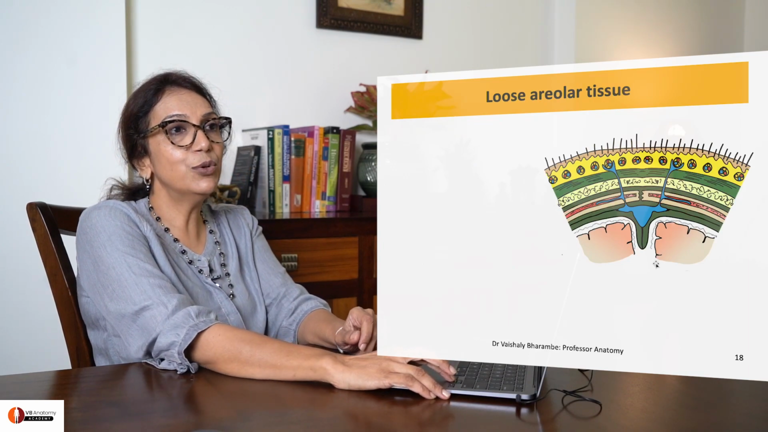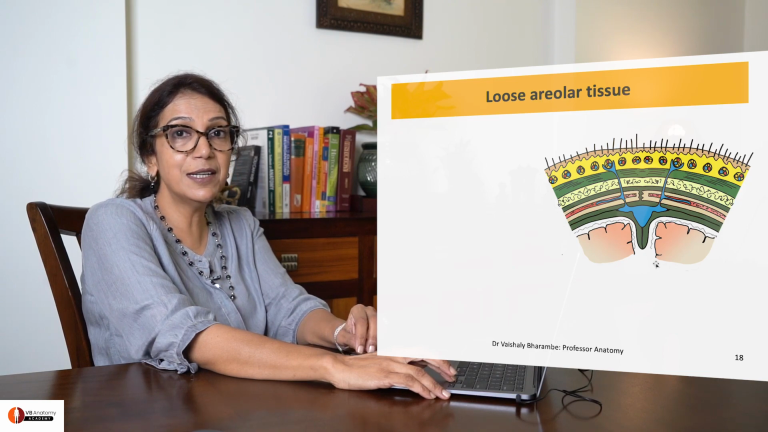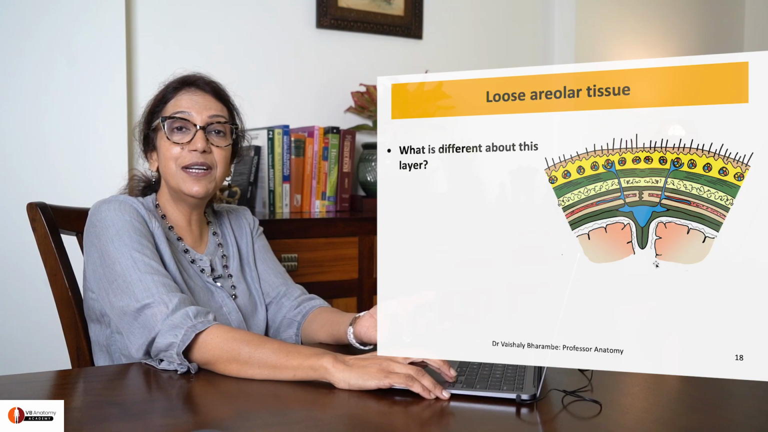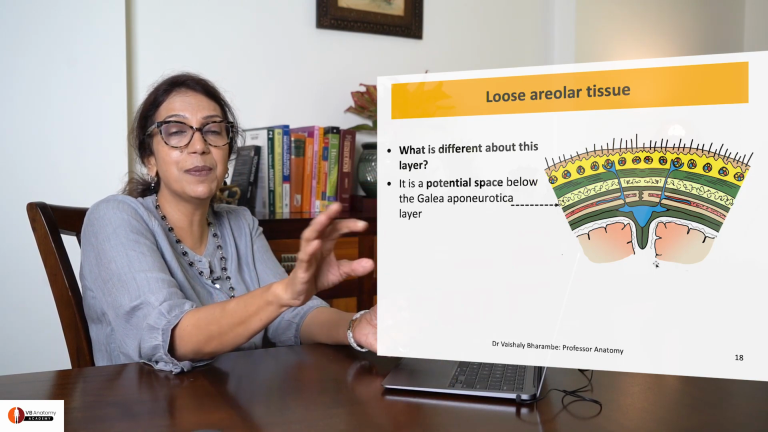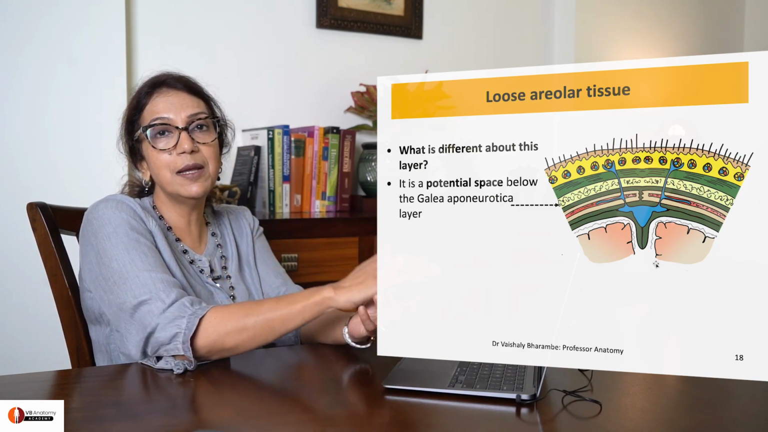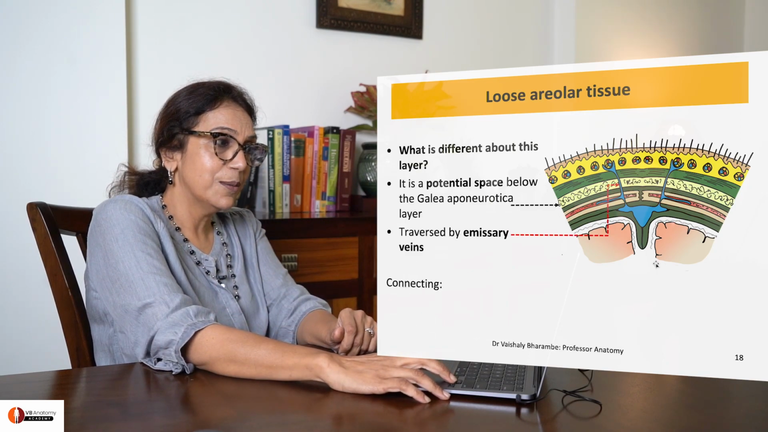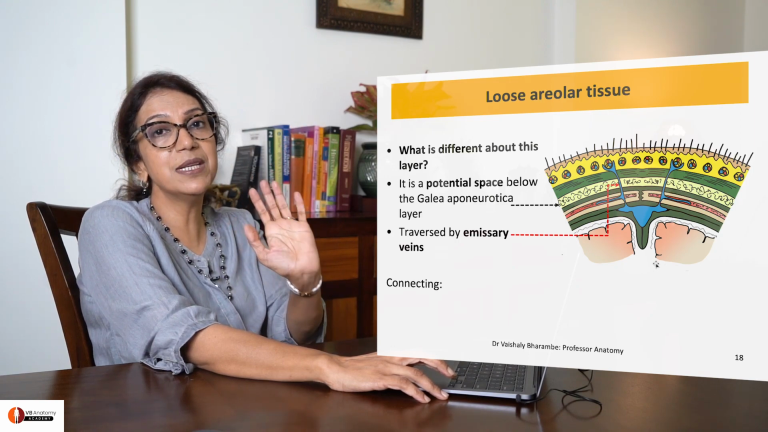Right. So let's come to the next layer, the amazing layer of loose areolar tissue. Why is it amazing? You're going to find out very soon. Okay. So what is different about this layer? Funnily, this layer is basically a potential space. It's just a space between the aponeurosis and the underlying periosteum, with a little bit of tissue in it. The important thing is it is traversed by emissary veins.